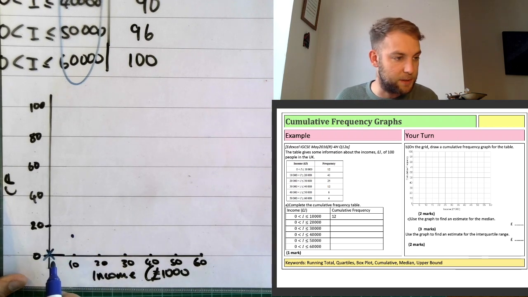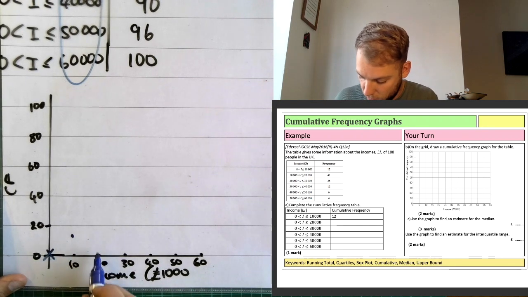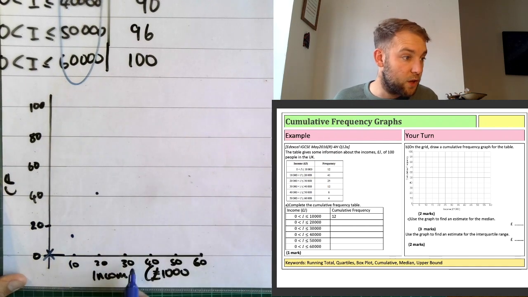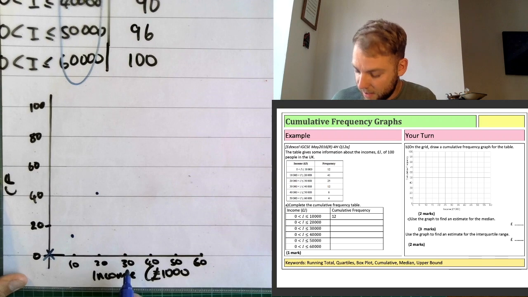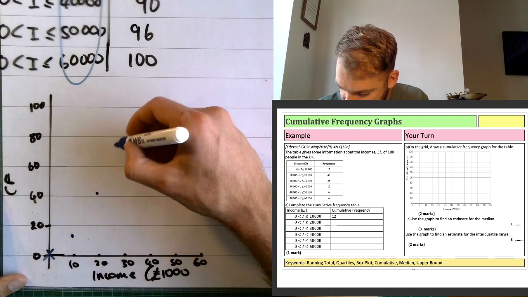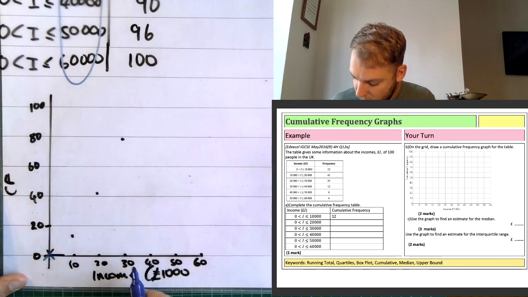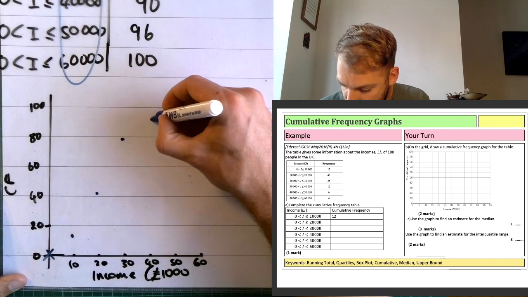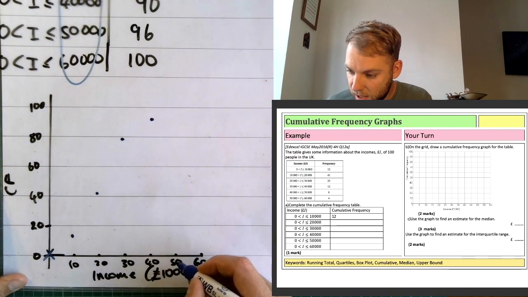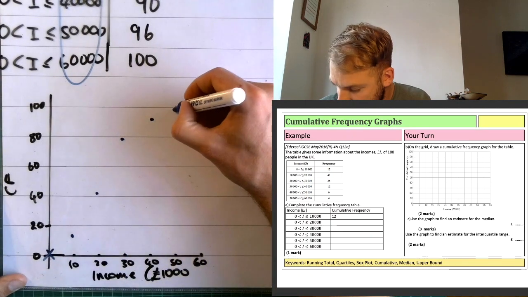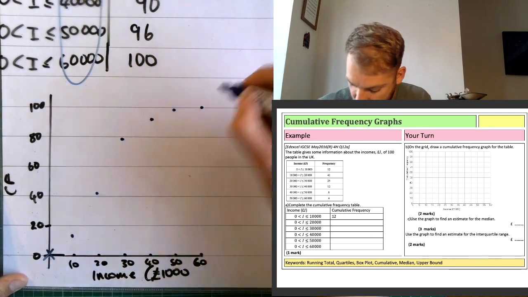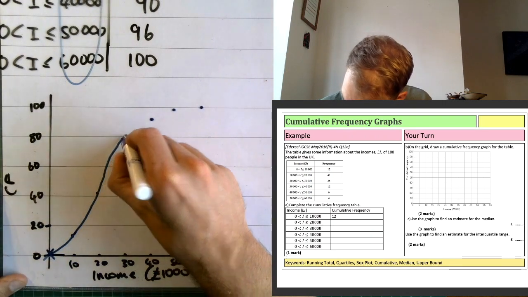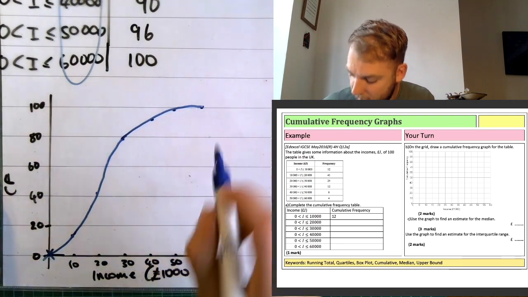The next one is going to be 20,041. 20,041 is there. 30,078 is there. 40,090 is going to be halfway between those, so there. 50,096 is going to be there, and 60,100 is there. Draw my smooth curve. This is what we should be getting there.